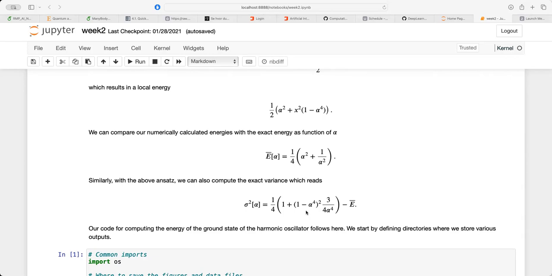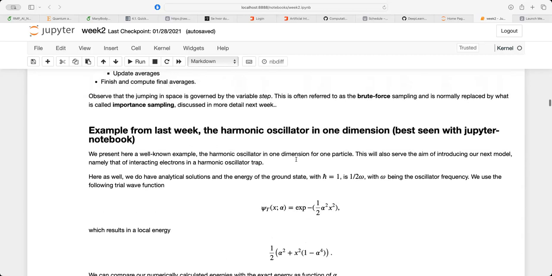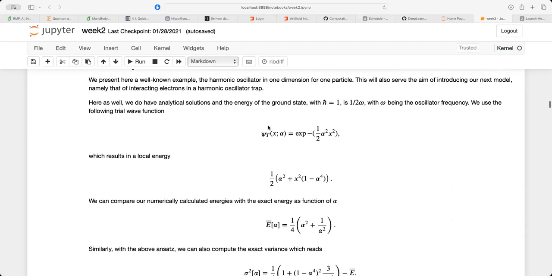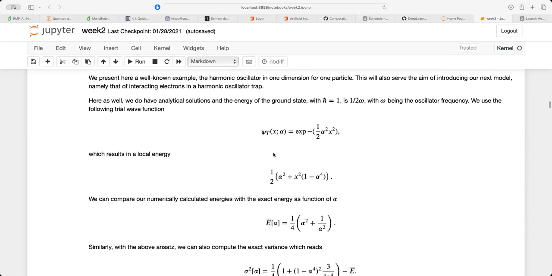And everything can be calculated analytically because your local energy is this quantity. And when you want the energy squared, then you simply need to square that local energy. And then you have the probability here, which is given by the wave function squared. And your wave function is this one. So it's an integral with Gaussians.